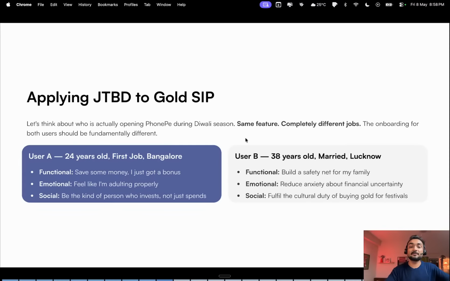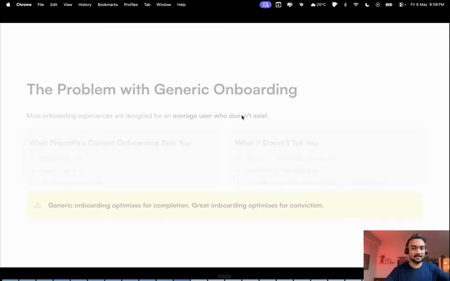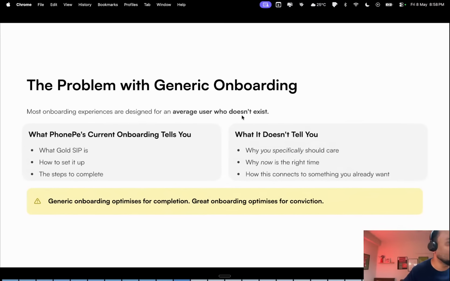Okay, now imagine these are some jobs to be done framework applications that I have come up with for my different personas, so we are now starting to break this down. Okay. Gold equals status symbol. 100%, man, 100%.